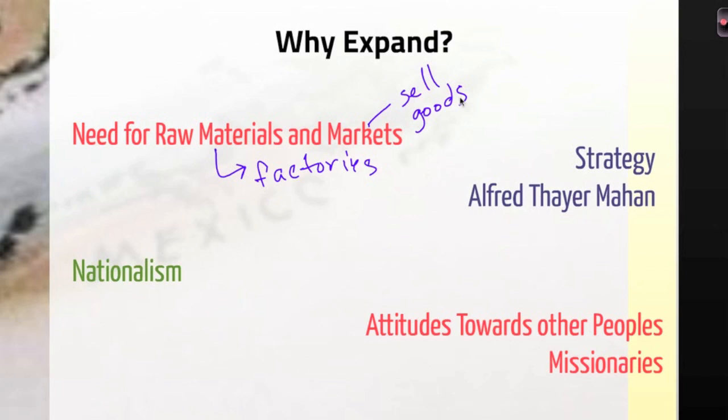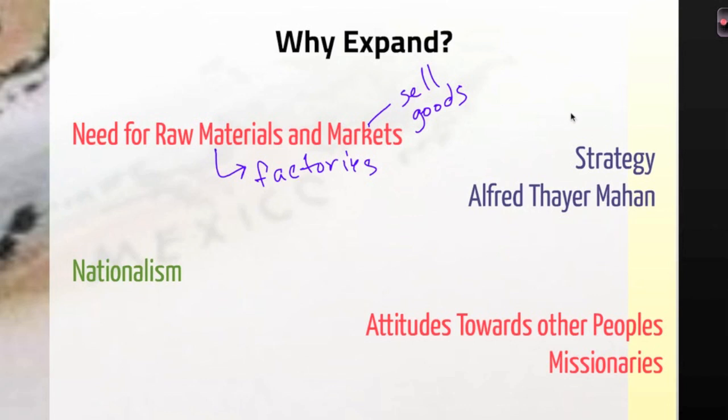So we need more raw materials so that we can send them to our factories, we can make goods out of them, and then we can sell those manufactured goods to people either in our own colonies or in other parts of the world. So that whole mercantile policy of mercantilism, like we saw in the U.S. prior to the American Revolution.